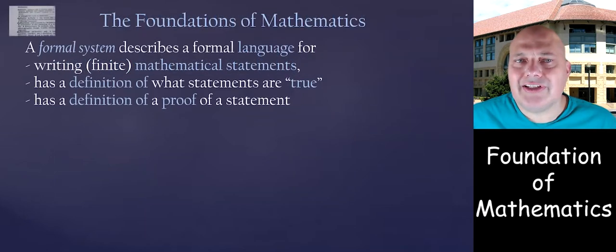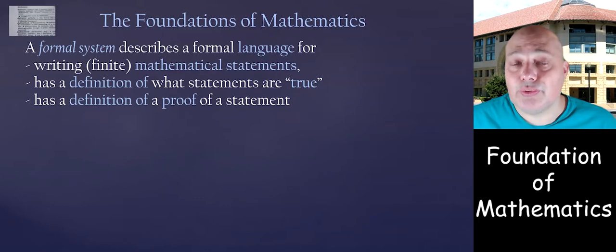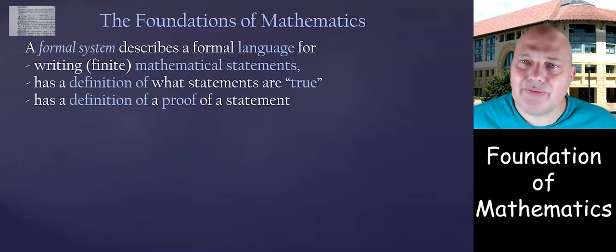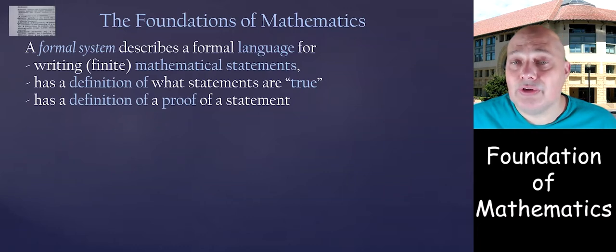So what is a formal system? What's the formal system that we want to have? A formal system is like a language. It allows us to write finite mathematical statements. It has a definition of what's true and what's not true, and it has a definition of what is a proof of a statement. We want mathematics to be able to specify statements, to argue about whether they are true or not true, and to have proofs for statements.